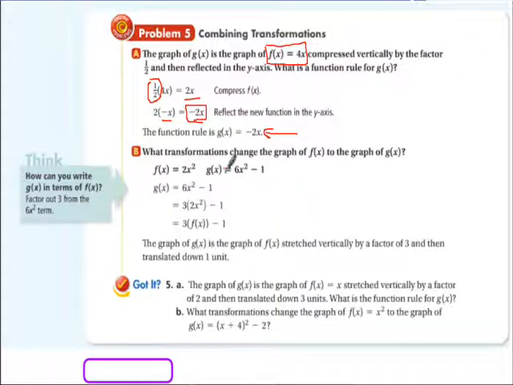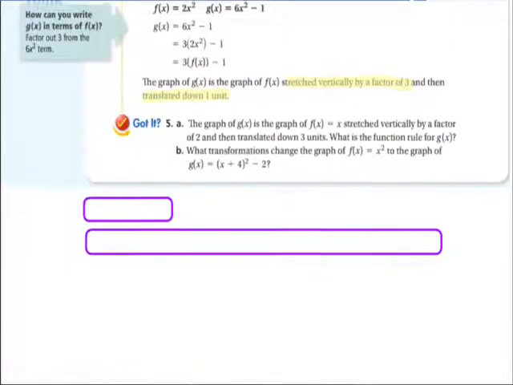Okay. Then we have to be able to do the same thing backwards. So I'm going to tell you, here's f of x and here's g of x, and you tell me what transformations happened, specifically what happened. To get from 2x squared to 6x squared, we multiply that by 3, and then the minus 1, we just subtracted 1. So what two transformations are those? Well, what we did was we stretched it vertically by 3 and translated it down. Okay, no problemo.